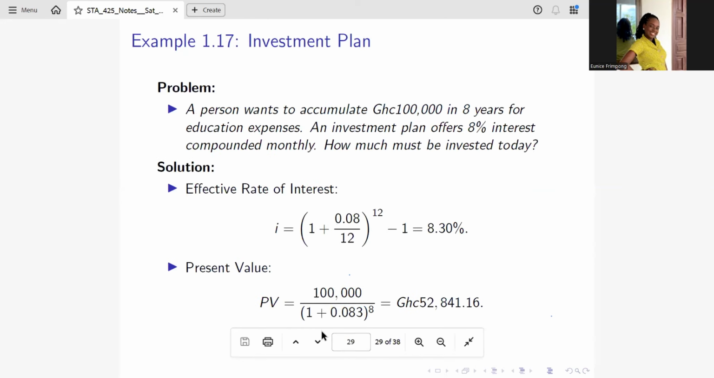Now, here is another example. A person wants to accumulate 100,000 in 8 years for education expenses. An investment plan offers 8% interest compounded monthly. How much must be invested today? I repeat, a person wants to accumulate 100,000 in 8 years for education expenses.